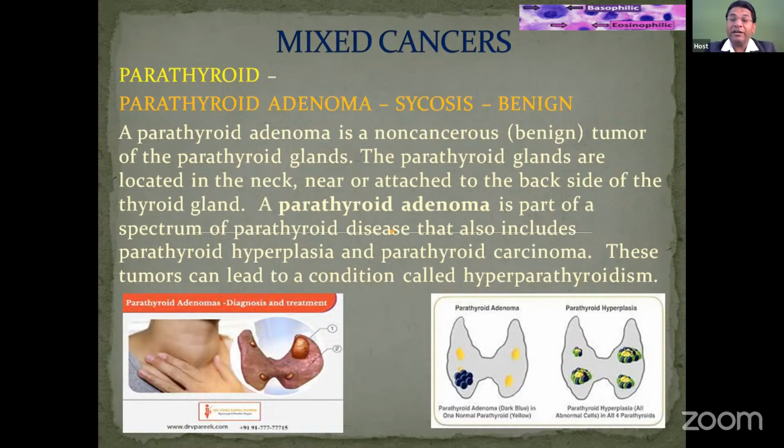Yes, so parathyroid disease, hyperplasia and parathyroid carcinoma. This tumor can lead to a condition called hyperparathyroidism. This is the common term, hyperparathyroidism, because of parathyroid adenoma. So you can see here the growth in the parathyroid gland. In the first picture, you can see growth, that is parathyroid adenoma. These are again the growth in the parathyroid gland in the second picture. This is also called hyperplasia of parathyroid gland.